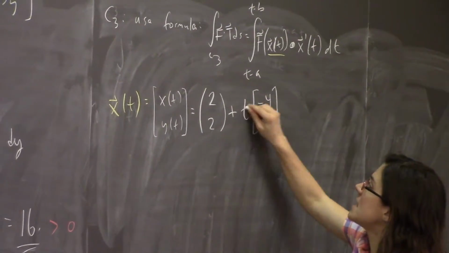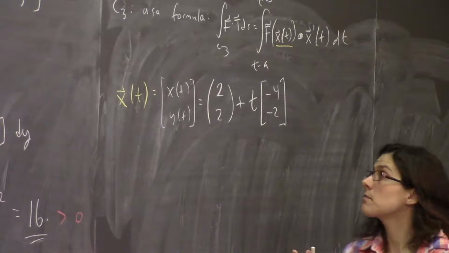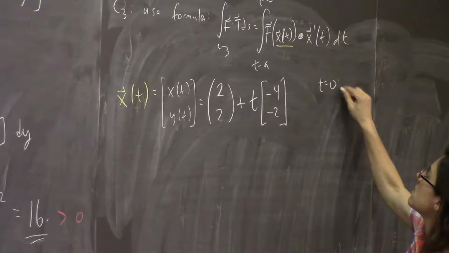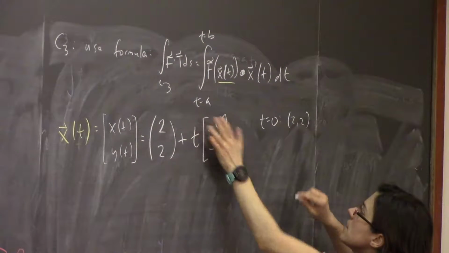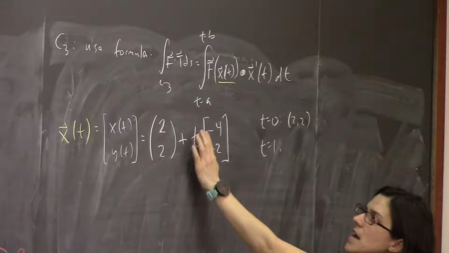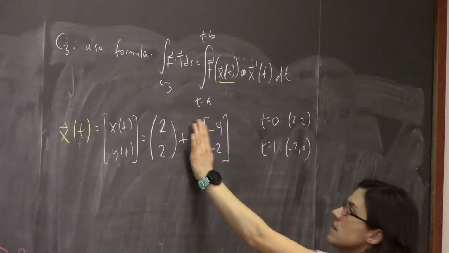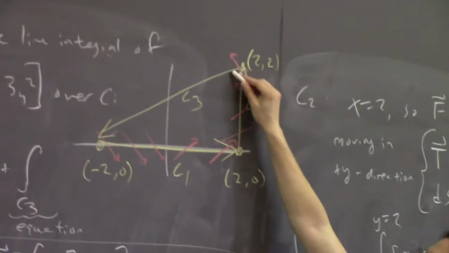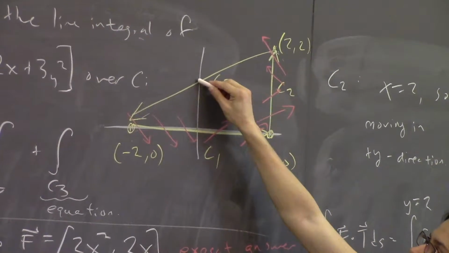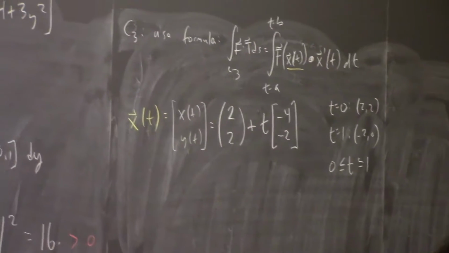If we multiply that by t, that'll allow us to go anywhere on the line that connects these 2 points. For example, if t equals 0, this whole part goes away, and we get the point 2, 2. If t equals 1, then we add just one of this vector, so we get negative 2, 0. So that takes us from 2, 2 to negative 2, 0. t equals 0, 0.1, 0.2, a half, all the way up to 1. So the t's we want are from 0 to 1.